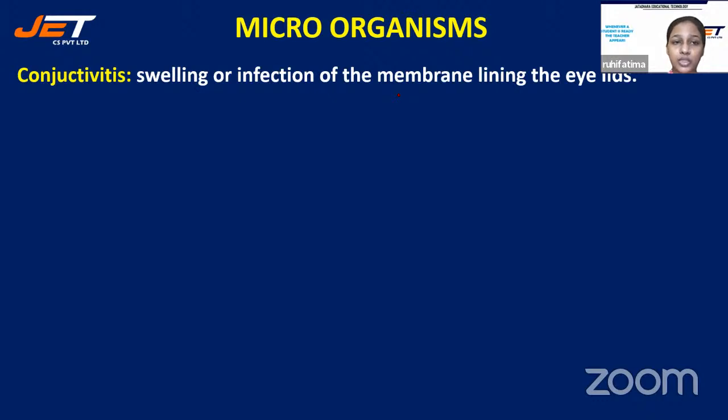Then we have conjunctivitis. Conjunctivitis is a very common infection in the eyes, right? In the membrane lining of the eyelids. What happens? Our eye becomes red, very teary and swollen also, right? So it is an infection of the eyes.